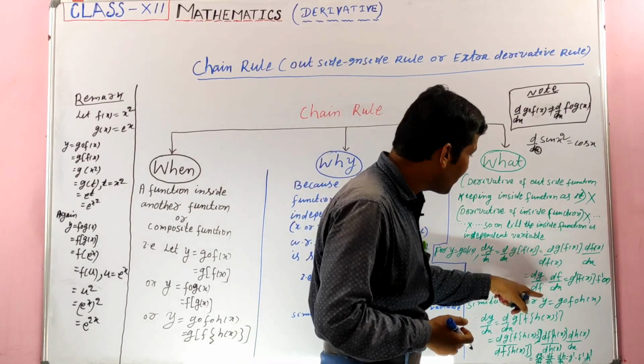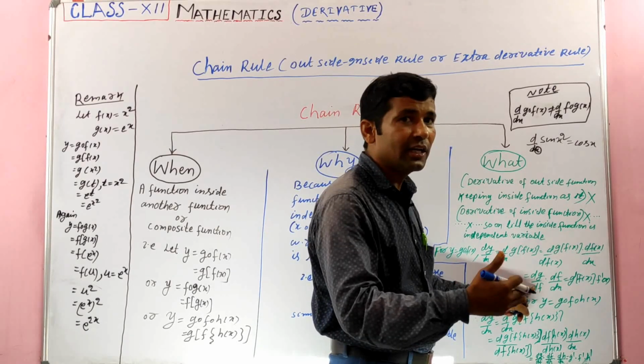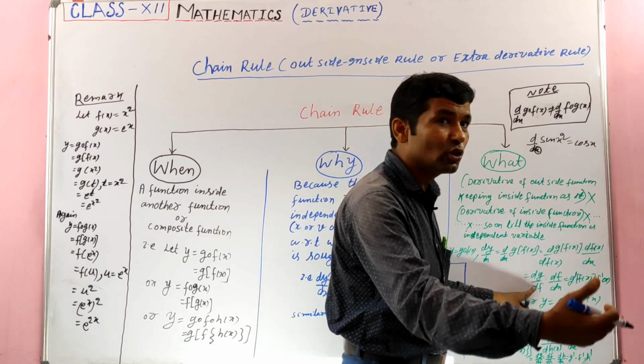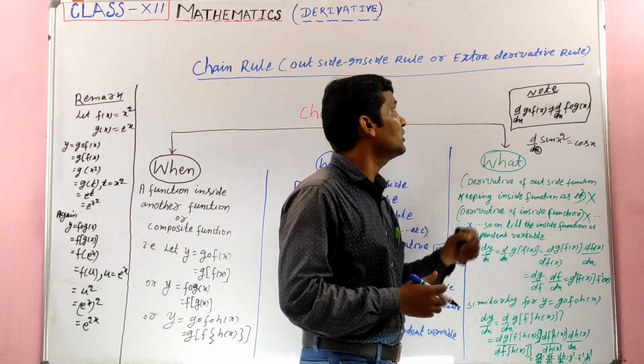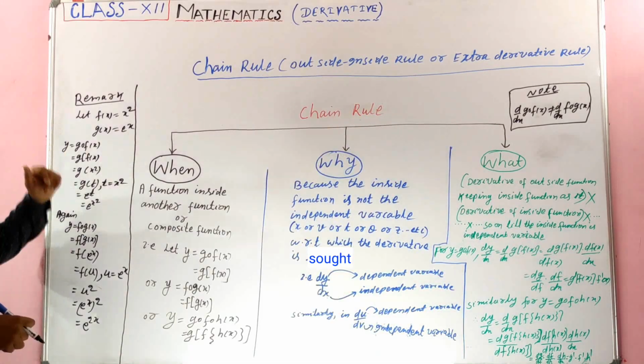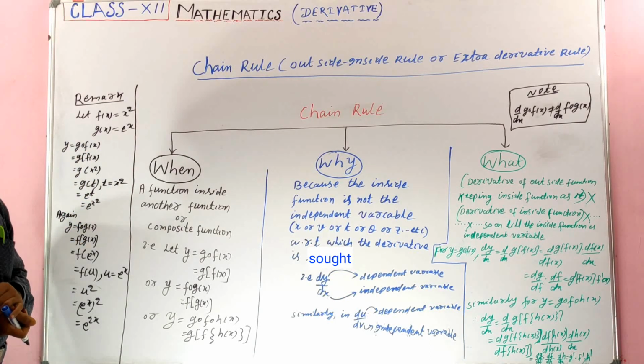Here I have first found the derivative of the outside function, then multiplied by the derivative of the inside function. So some more derivatives are determined. That is why this is called the extra derivative rule. Now see, for your clarity, what is gof and fog, I will discuss a little bit.